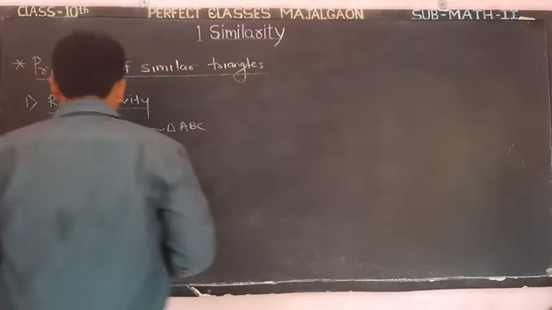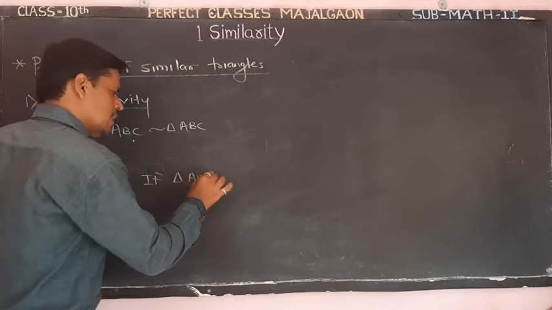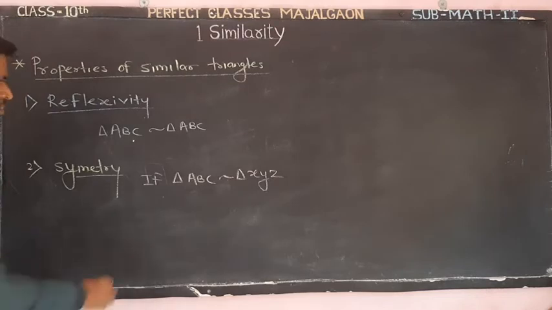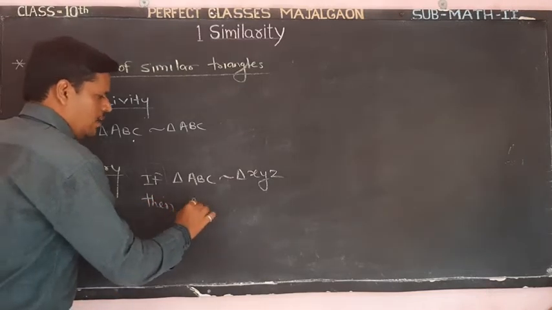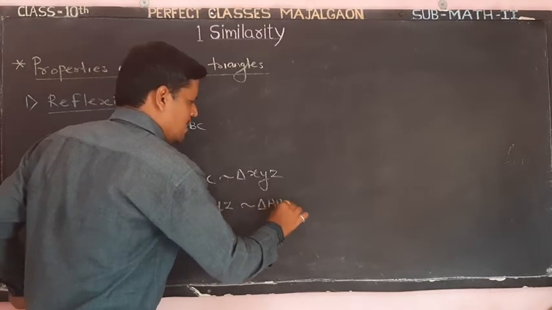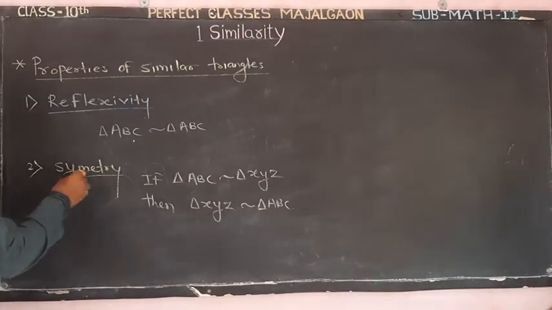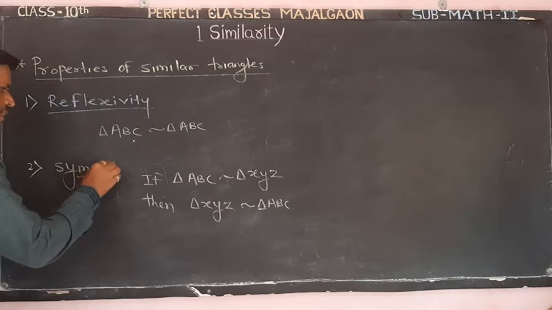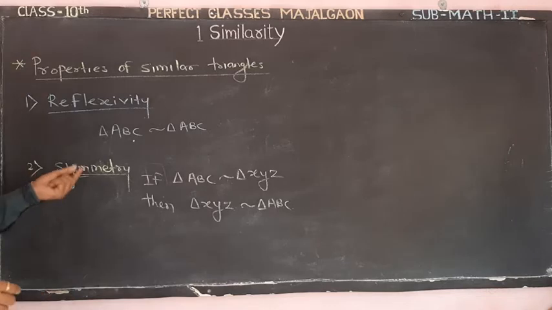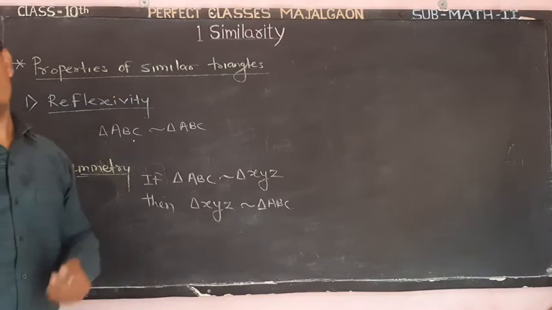Therefore, if the first triangle is similar to the second triangle, then the second triangle is also similar to the first triangle. This property is known as symmetry. This is the second property, symmetry. Here is a double M, symmetry. This is the second property, symmetry. If the first triangle is similar to the second triangle, then the second triangle is similar to the first triangle.